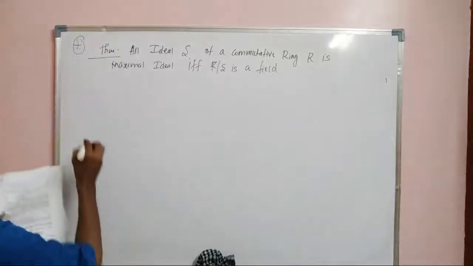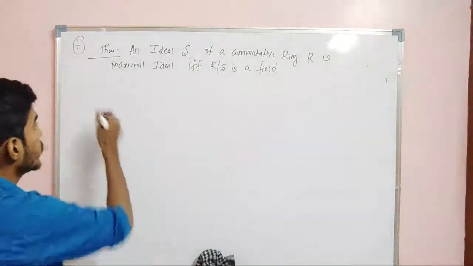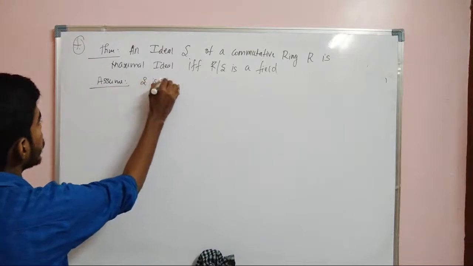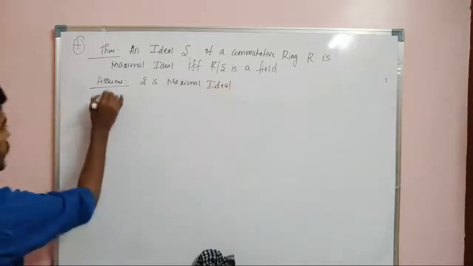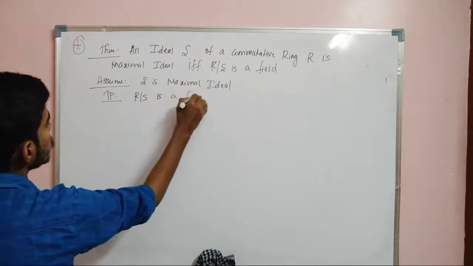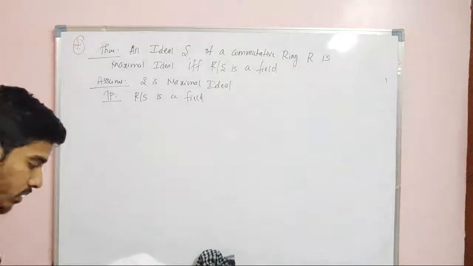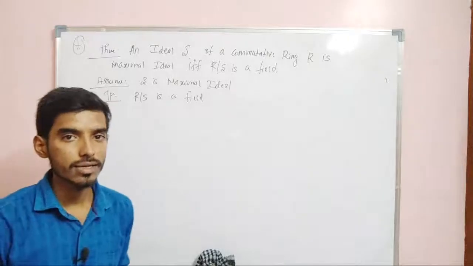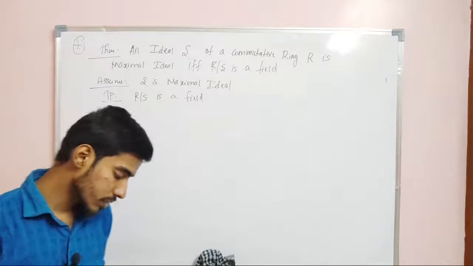So, proof. We got to assume that S is a maximal ideal. So what do I need to prove? I need to prove R by S is a field. Now S is a maximal ideal means by definition, if there is some other ideal U with S contained in U and U contained in R, then S has to be equal to U or U has to be equal to R. Now we will prove that R by S is a field.